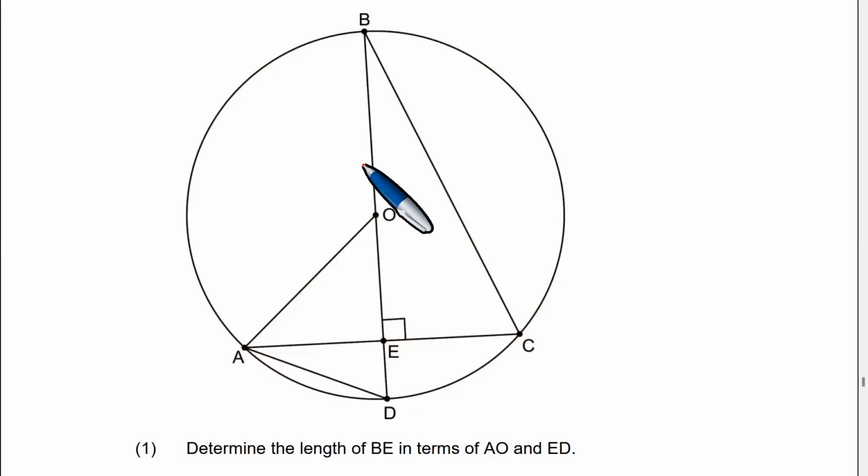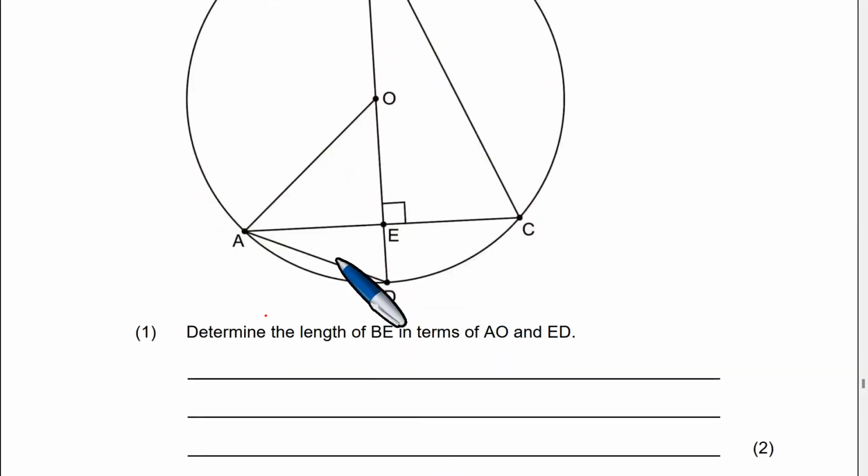So it means, therefore, we can just say that this BE is actually the same as twice OA, twice the radius, which means that this BE is actually sort of the diameter, but short of something, short of ED. This is what we say. BE equals twice AO minus ED.